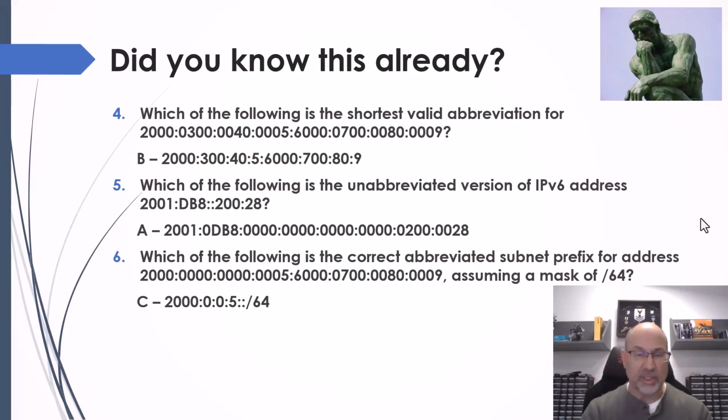Question number 6, which of the following is the correct abbreviated subnet prefix for an address 2000, and so on, this IPv6 address? Now this one's already expanded for you, and so all you have to do in this case, because it's a /64, it's an easy one. Where is the 64 bits that we need? Well, the prefix would be 2000, 00, and then 5. And then if we want to abbreviate this, we can do the zero suppression here. Now, why can't we do a double colon here? Well, the answer is that we're going to convert all of these to zeros. And that will be 4 quartets, and we can only do it once. So the correct abbreviation of the prefix is choice C.